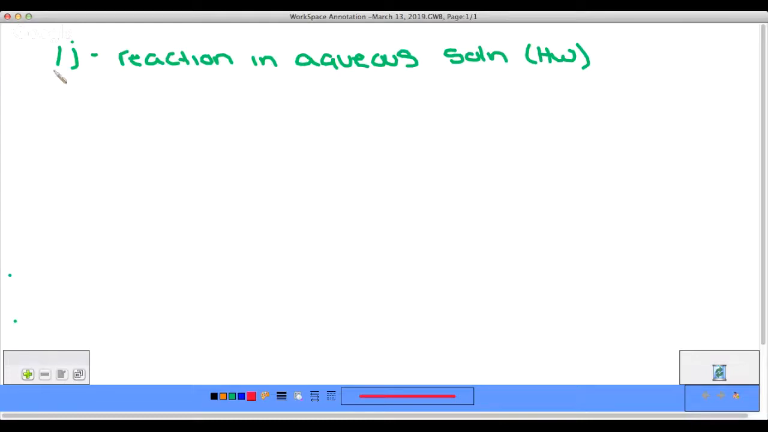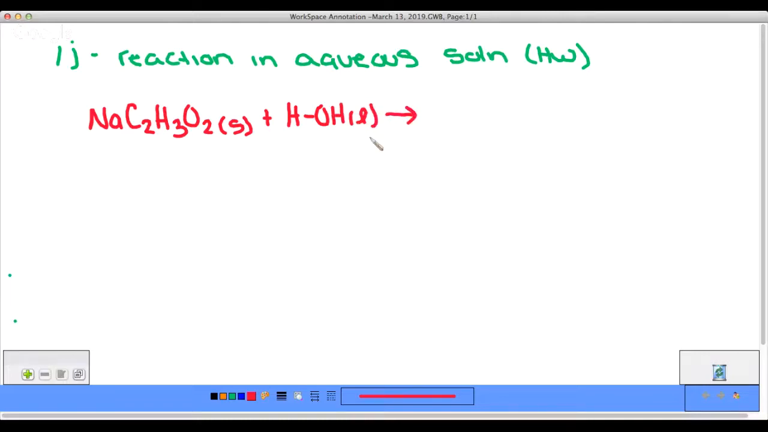Okay, so solid sodium acetate. If I write that out, I'm going to have NaC2H3O2, and we said it's solid, plus water. I'm going to write this as HOH. And this is not aqueous. This is actually liquid, so you want to make sure that you specify that.